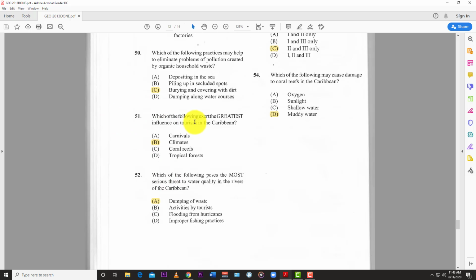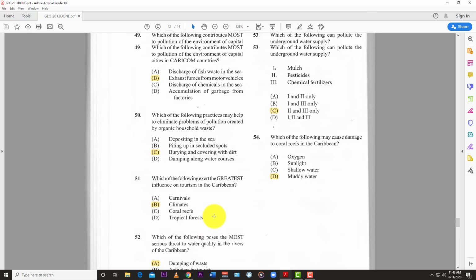51, which of the following exerts the greatest influence on tourism in the Caribbean? And the best answer is B, climate. Alright, because this is something that overseas people just cannot change. If you're living in a cold area, you just can't change it on your own. So the climate is what we have right there. 52, which of the following poses the most serious threat to water quality in rivers of the Caribbean? And of course the answer is A, the dumping of waste.